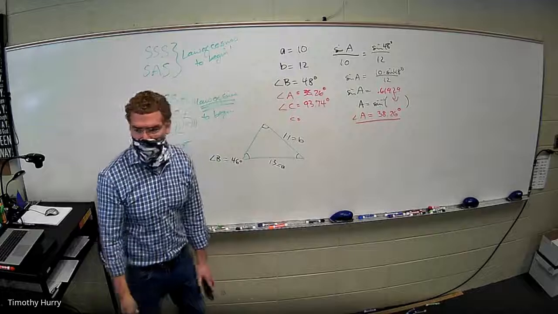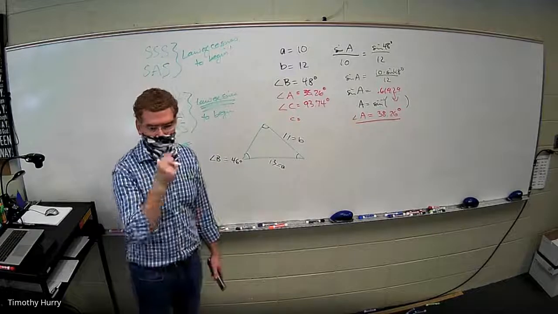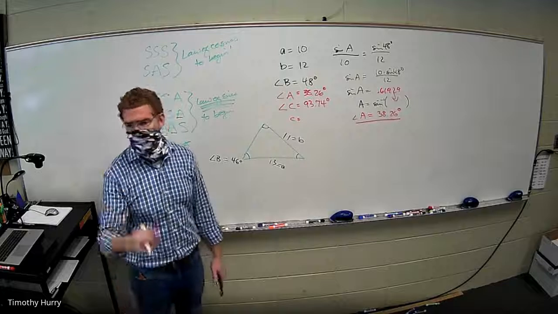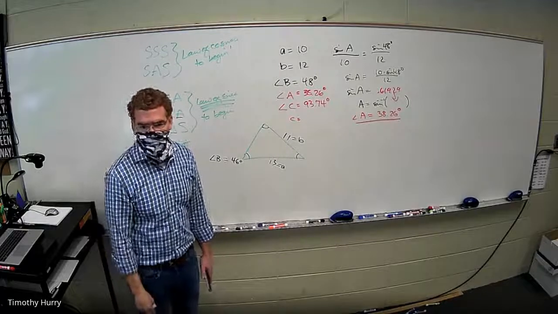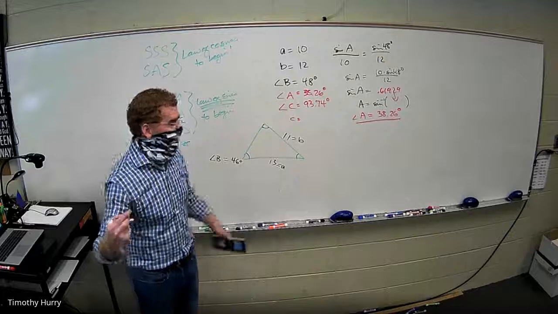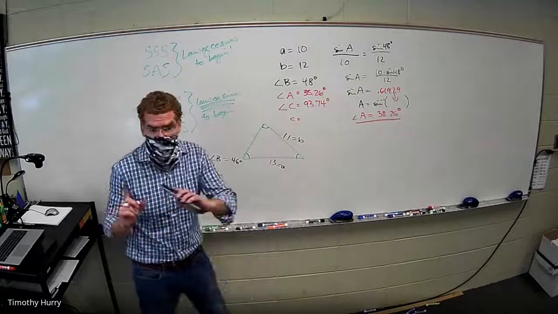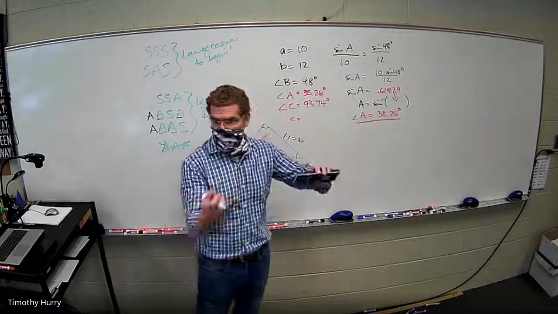And then the last thing you need to do is find side C. What do you want to do to find side C? Law of sines or law of cosines? Your call. You like law of cosines? Pull out the C squared equation, put it all in there. It's nice because it's all on one side. Type it all in, square root it.